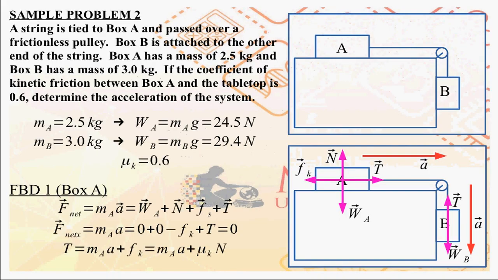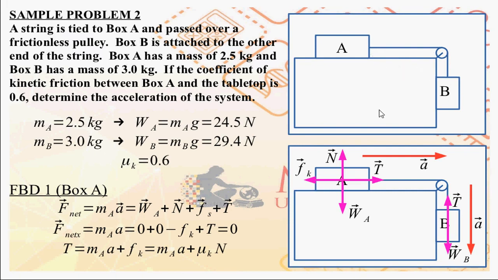Let's have one more example. Sample problem 2. A string is tied to box A and passed over a frictionless pulley. Box B is attached to the other end of the string. So again, you have a frictionless pulley. You have a system that is similar to the previous sample problem.